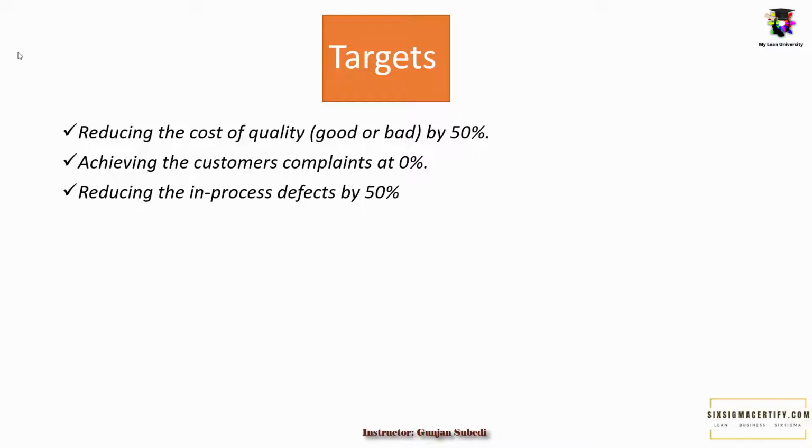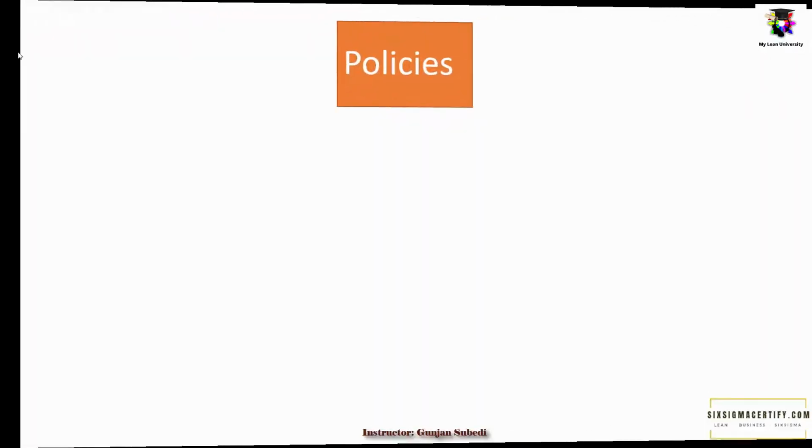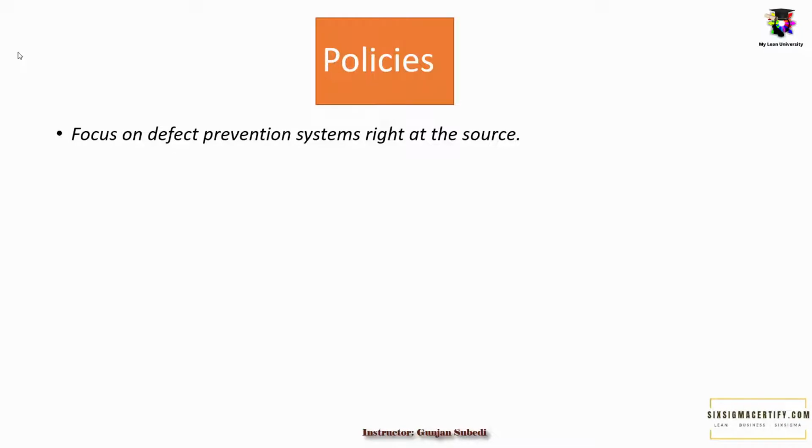To achieve these targets, we need certain policies or guidelines. So let's study the policies of quality maintenance. These are: we focus on defect prevention systems right at the source. We must have heard about Pokayoke, or mistake proofing devices or sensors. This helps to detect the defects right at the source. I will talk about mistake proofing later in this course, but just for your understanding, Pokayoke is any device that is basically used to prevent the defect from occurring, or to facilitate the detection of the defect or error.